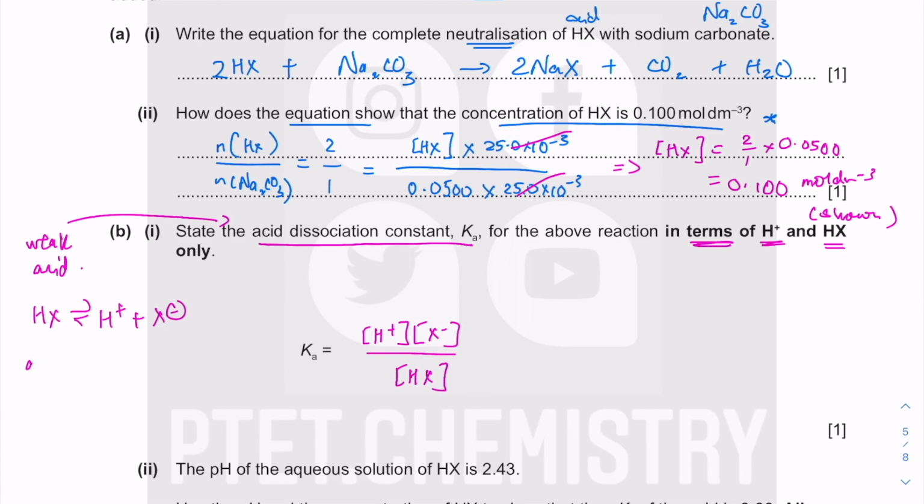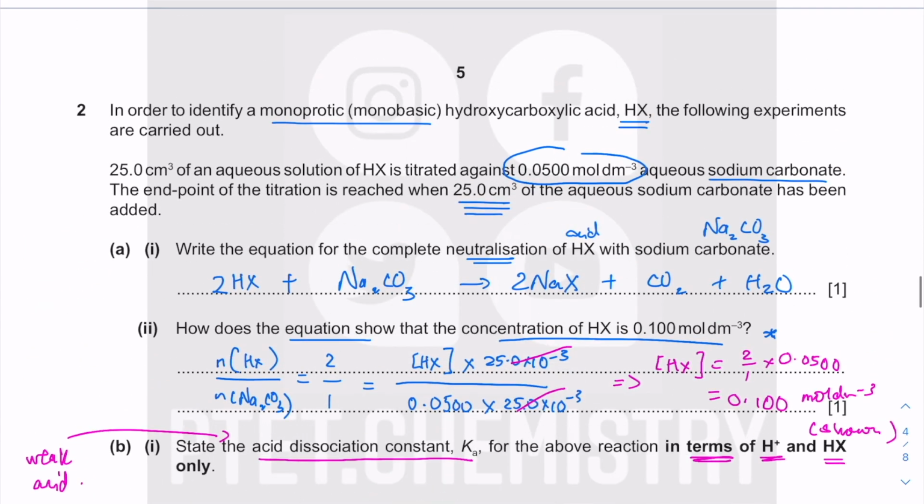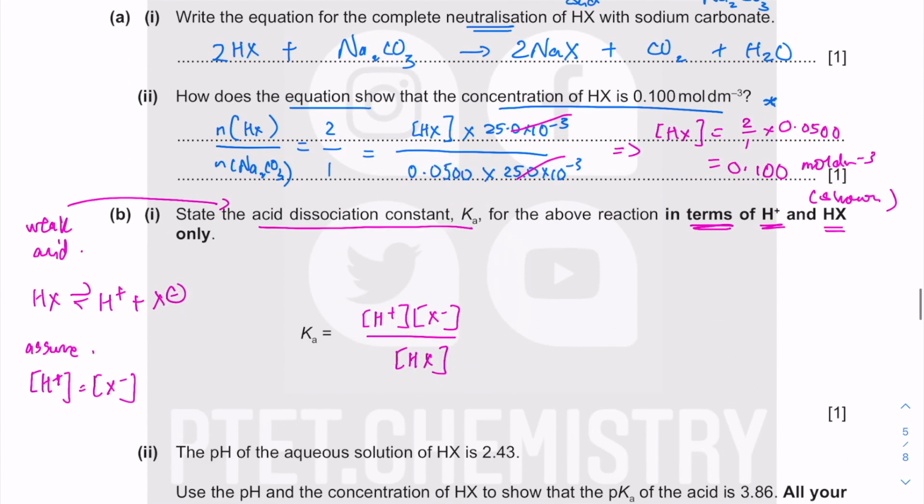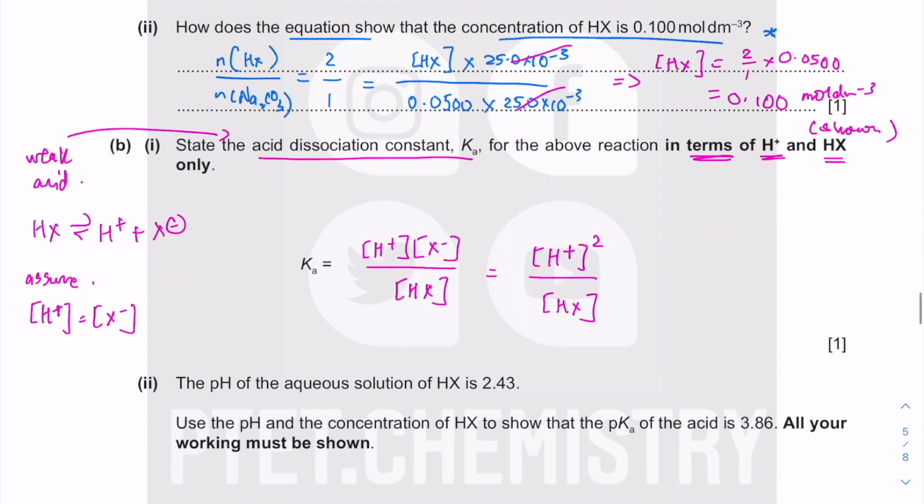So one of the assumptions for a weak acid is that the concentration of H+ is equal to the X-, simply because this is a 1:1 mole ratio, and this is a monoprotic or monobasic acid as indicated here. It only dissociates once. So this is approximately equal to [H+]² over [HX], because I can equate these two together. Now this is in terms of H+ concentration and HX concentration, both of which are in square brackets. It has to be a proper square bracket to indicate that it is representing concentration.